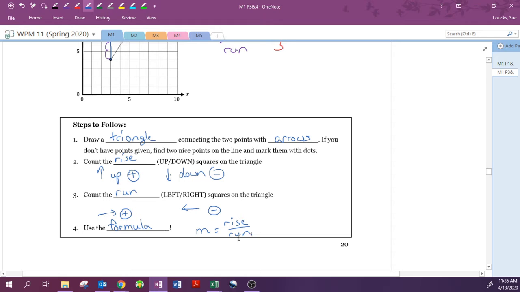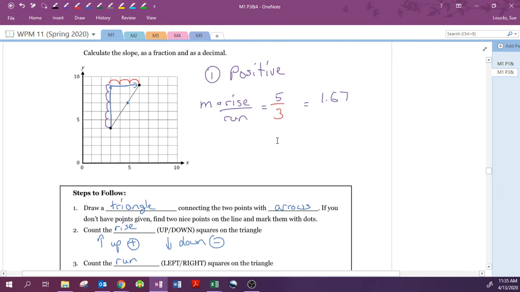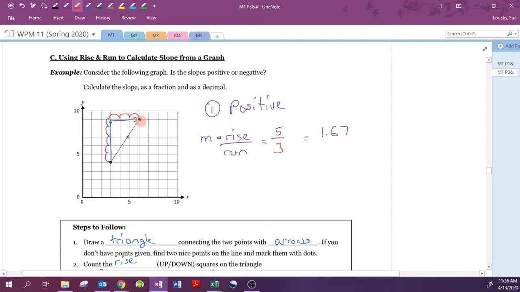Now I do want to show you one more thing that's not actually in your notes. If I had started counting from this point and then counted down, and I went 1, 2, 3, 4, 5, then my rise is actually -5 because it's going down, right? And then my run is 1, 2, 3, which is -3 because I was going backwards. So my slope is -5 over -3, which does equal 5 over 3. So I get the same thing. It doesn't matter which point I start at and where I end. I'll get the same answer.